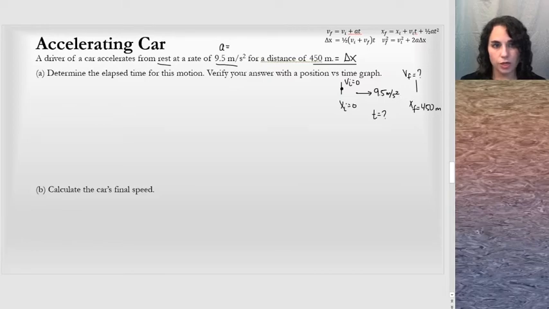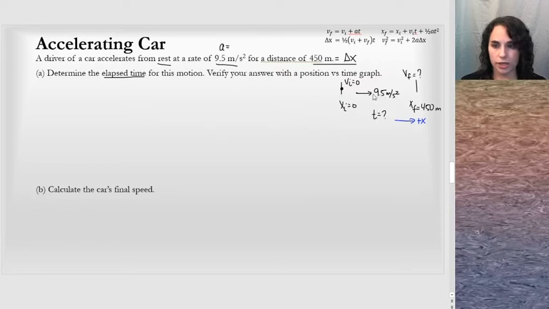I'm going to note here, before I get too far, and assign a coordinate system just to be explicit. It may seem too easy in this situation. Why would you need a coordinate system? But it's a habit of mine to develop, so I'm going to keep developing that. Okay, it says determine the elapsed time. I already knew that was an unknown. Determine the elapsed time for this motion. Verify your answer with a position versus time graph.